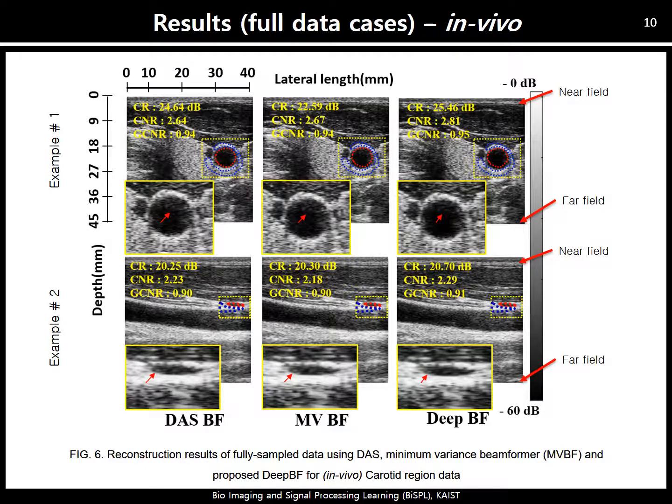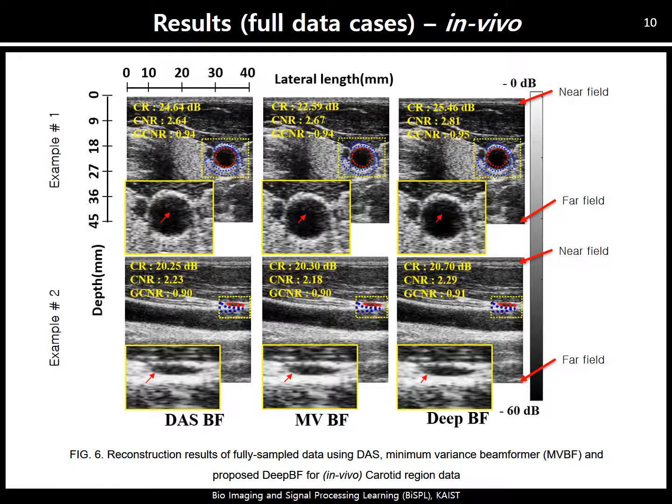Another issue that is usually faced by the adaptive beamformer or neural network based beamformer is that the signal in the near field and far field show different behavior, and that's why we need different apodization weights for different depths. But in our case, the proposed DBF successfully reconstructs both the near and far field region with equal efficacy. That's amazing.